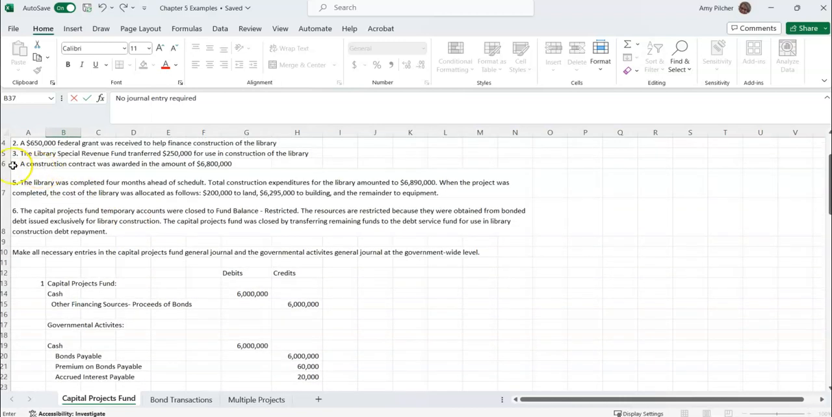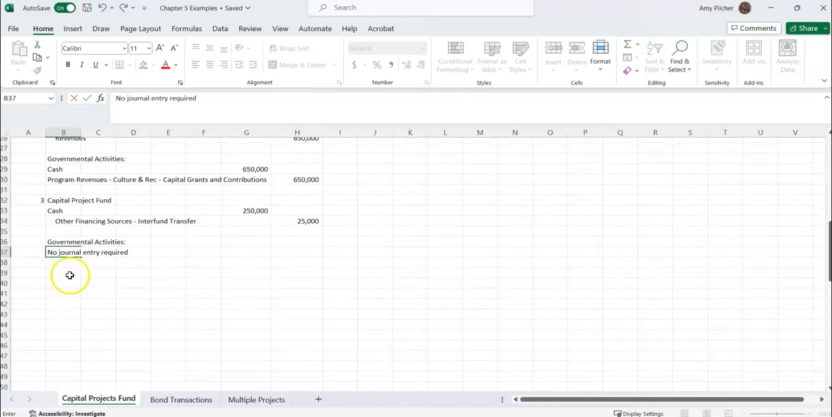We look at 4, a construction contract was awarded in the amount of $6.8 million. So we put out bids. Construction companies said, I can build the library. We hired a construction company and signed a contract with them. They're going to build this building for $6.8 million.